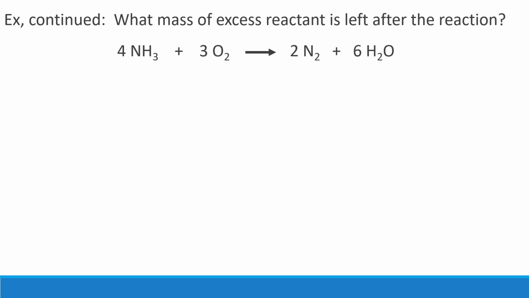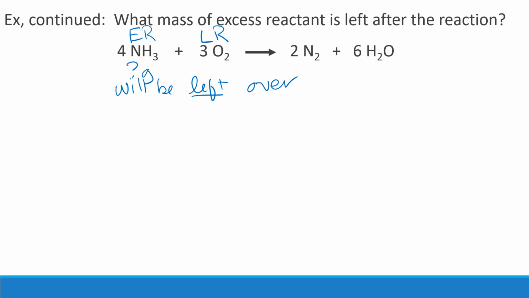Now, the very last thing that I could ask is, I know oxygen is the limiting reactant, and I know ammonia is the excess reactant. What I'm asking here is how many grams of this will be left over? What mass of excess reactant is left after the reaction? This is always the one that's a little bit tricky.